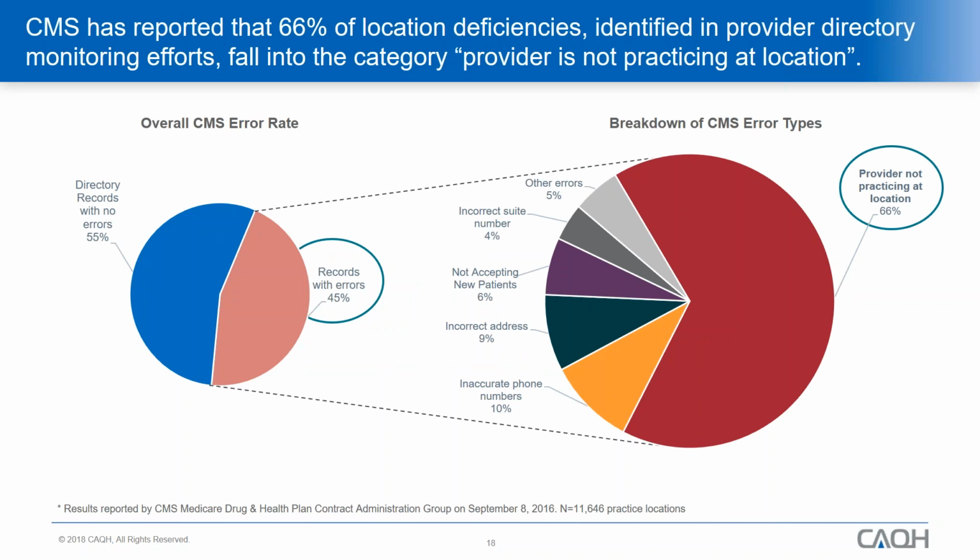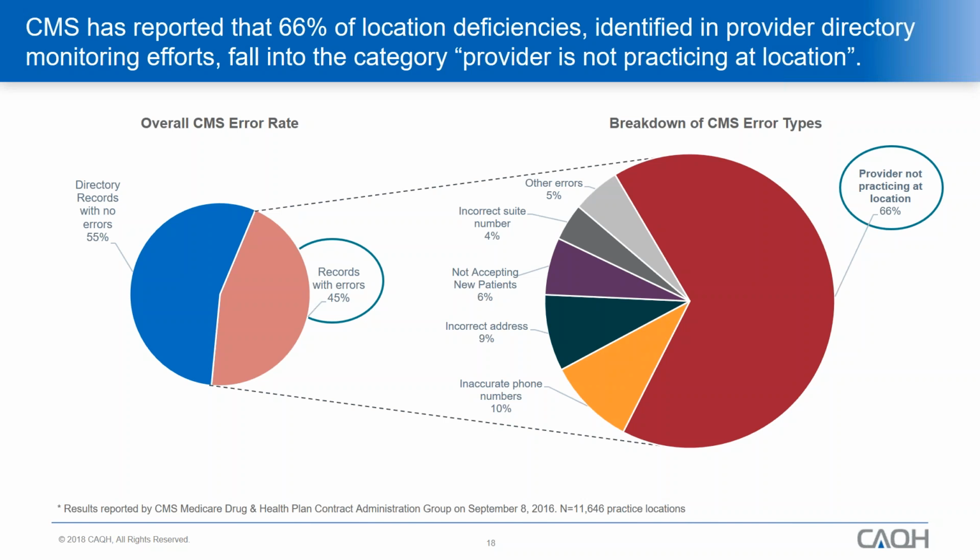So what CMS found was that they did an audit of several thousand providers, and they found out that, as I mentioned, half of them have some form of error, about 45%. And on the left-hand side of this graph, you'll see what those errors break down to. The majority of the errors are that the provider is not practicing at the listed location, 66%. That's a significant percentage. The rest of the errors are sprinkled, and again, the top ones are inaccurate phone number, the provider is not accepting new patients, or the suite number is wrong.